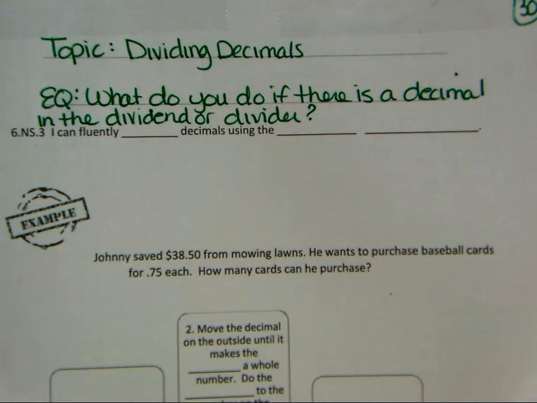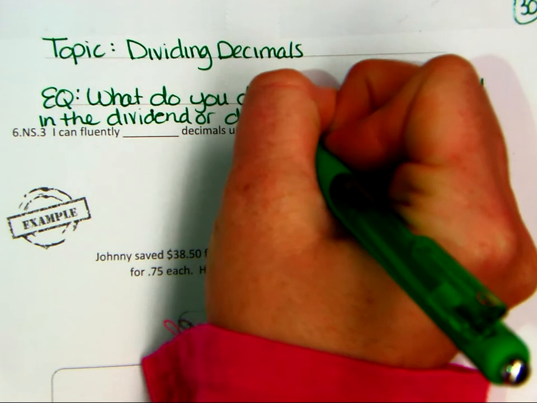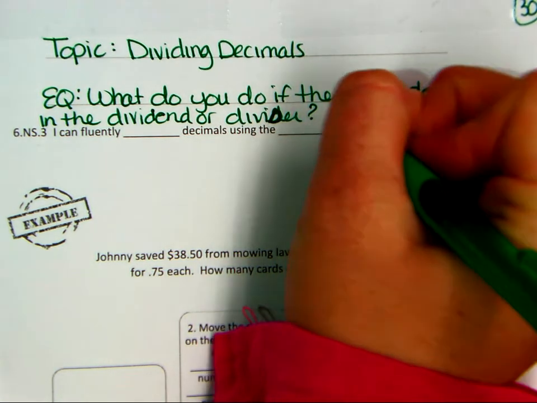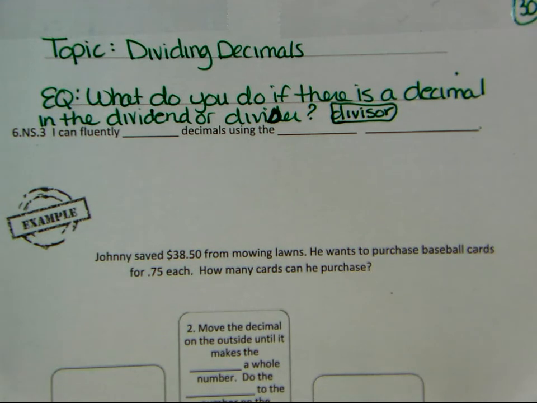And then when you do have it in the book, I want you to add your topic, which is dividing decimals, and your essential question: what do you do if there is a decimal in the dividend or the divisor? Oh no, I said divider, I meant divisor. That's D-I-V-I-S-O-R, divisor. That was funny. Please pause the video if you need to take a moment to write that down.